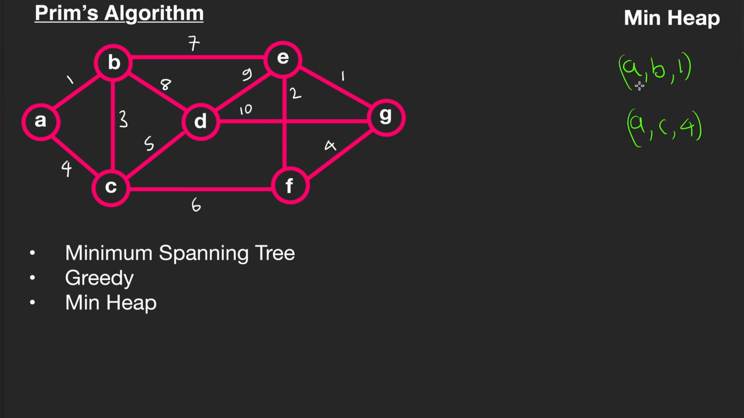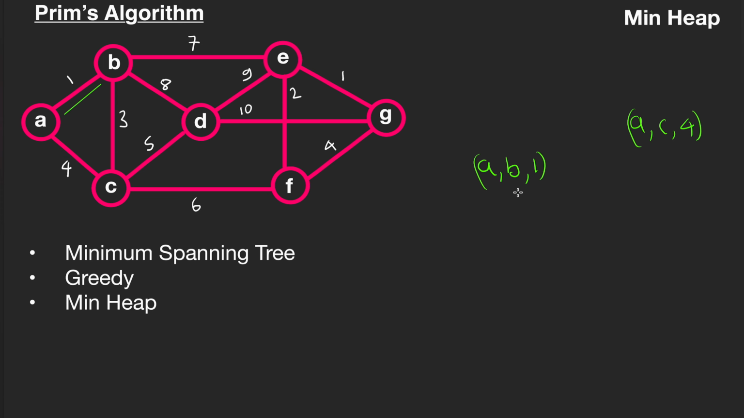Here, the first element is the source node, which is node A. The second element is the destination node, which is node B. And the third element is the weight of the edge. Now, our min heap is not empty. So we'll remove the element from our min heap with the minimum weight. Node B is not yet visited, so we'll add an edge between node A and node B.